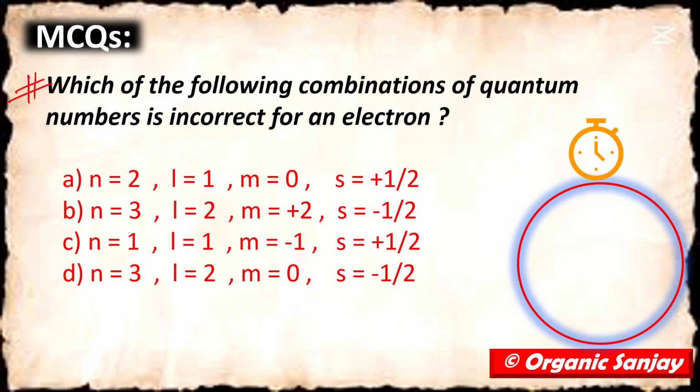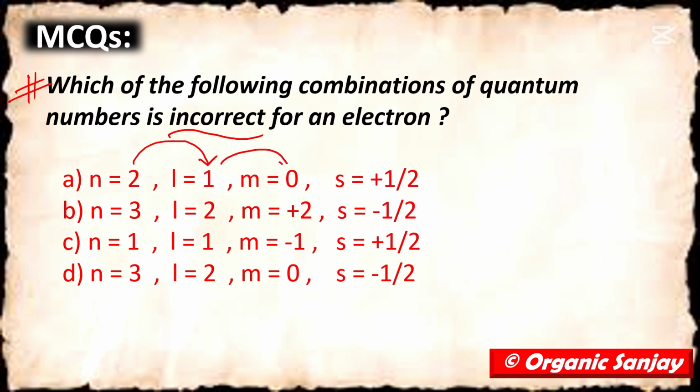Which of the following combinations of quantum number is incorrect for an electron? Now we have to choose the incorrect combination. So let's see the options. Option number A, n is equal to 2, L is equal to 1, up to here it is correct. m is equal to 0, it is correct, and this is also correct. So option A is correct. Option number B, L is equal to 2, it is correct, so option B is also correct.